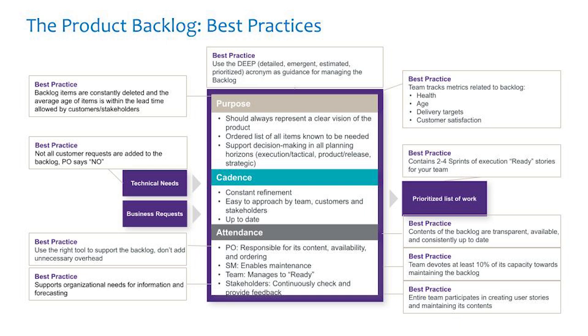Team develops at least 10% of its capacity towards maintaining the backlog. This seems like a lot, I know, but keep in mind that the backlog really is the foundation for all the work they're going to do. The entire team participates in the creation and maintenance of the user stories, regardless of the role. If they are working on something, if they are producing something, likely it needs to be in the backlog at the product level.